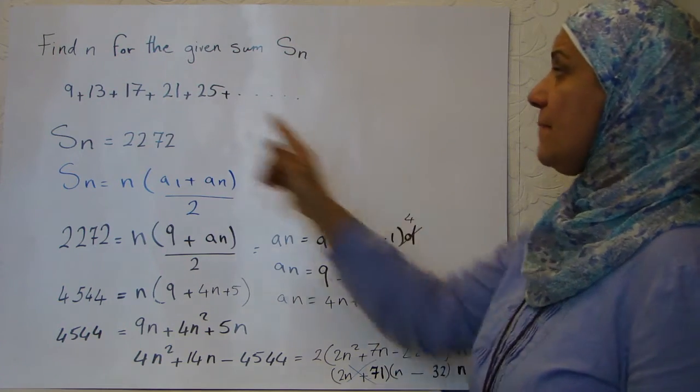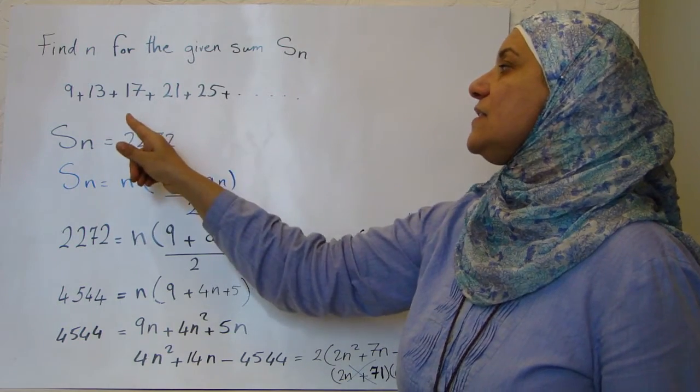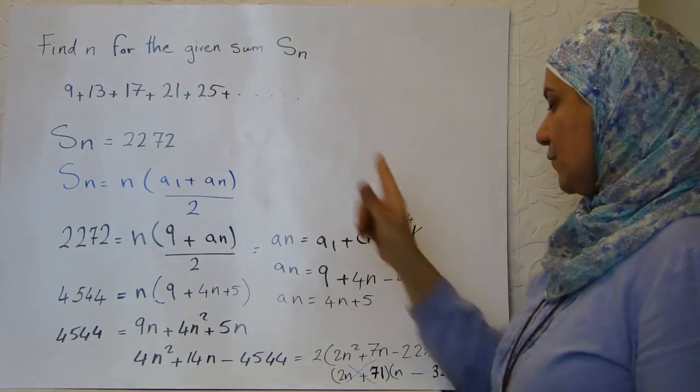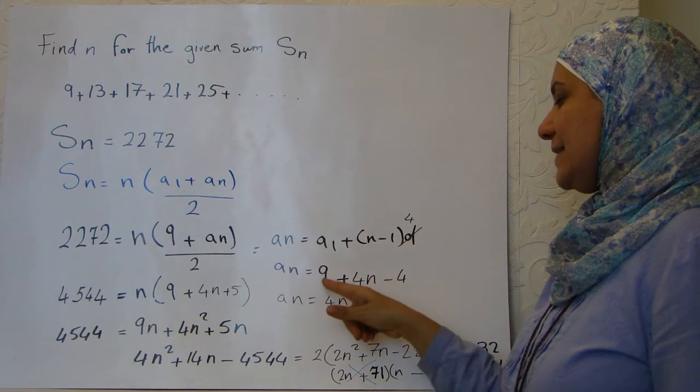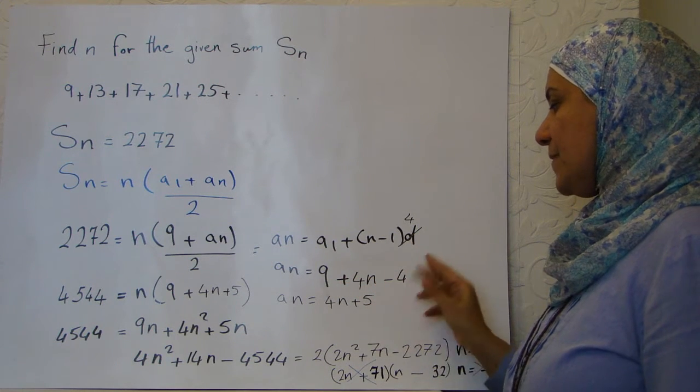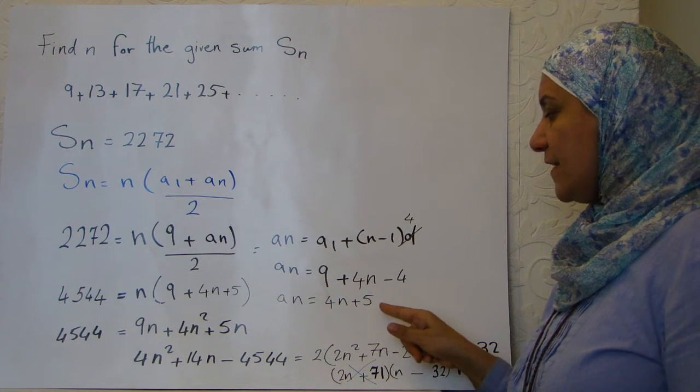How did I get the 4? 13 to 9, that's 4. 17 to 13, that's 4. 21 to 17, that's 4. So my d is 4. I multiply 4 by each one of them. I get 9 plus 4n minus 4. Put them together, like terms go together. So it is 4n plus 5.